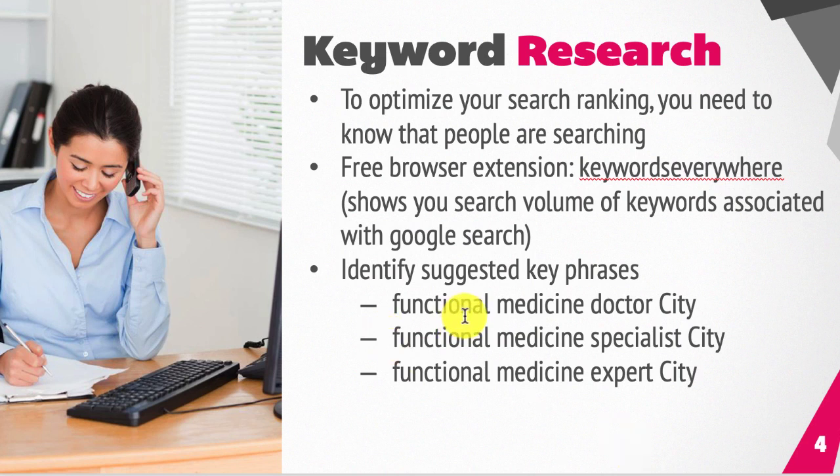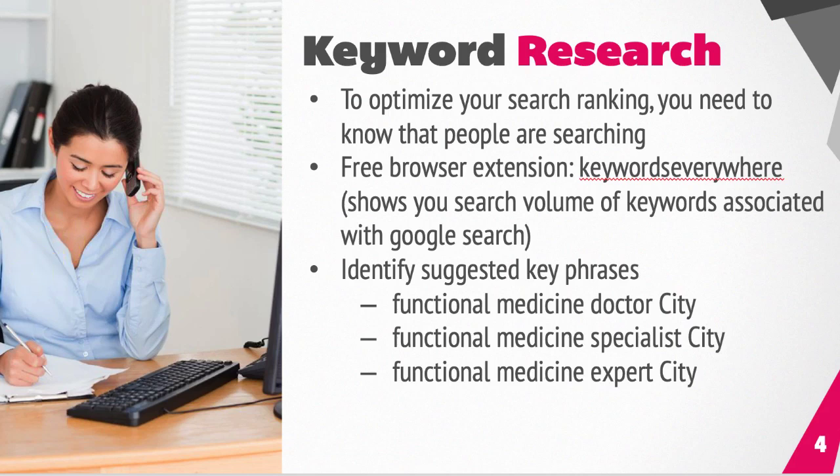And then obviously if you're a naturopathic specialist, you would just change the word functional to naturopathic medicine doctor, or if you're in integrative medicine, you would call it integrative medicine doctor in the city. So that's in terms of the keyword research, figuring out what you want to rank for.